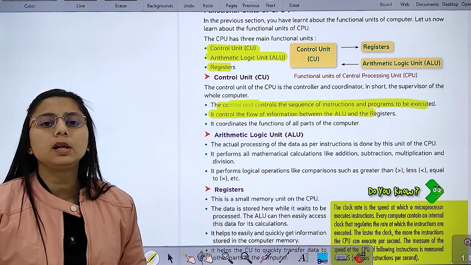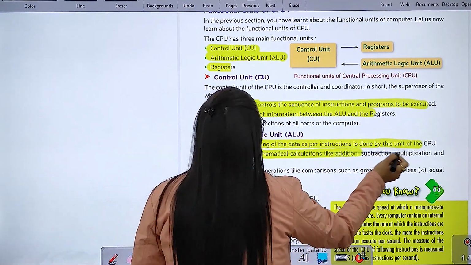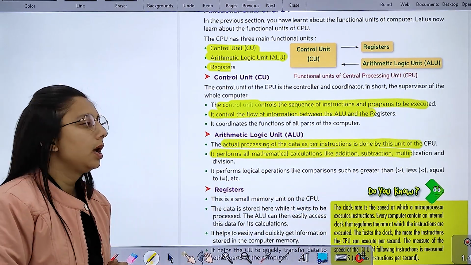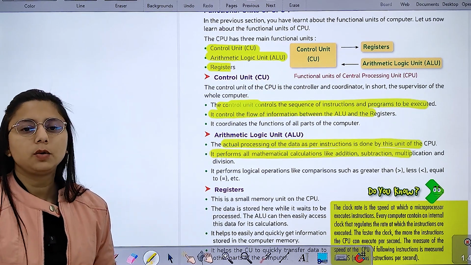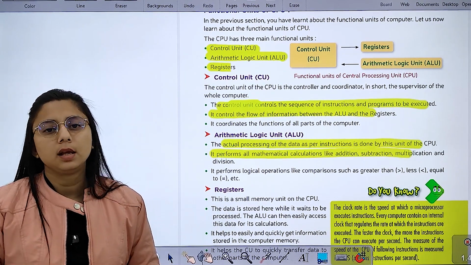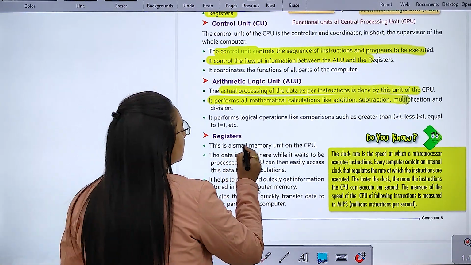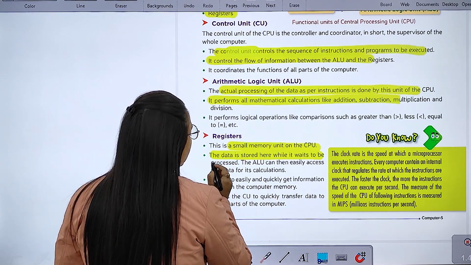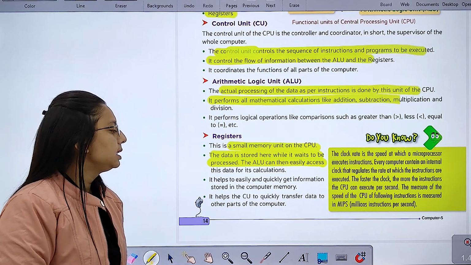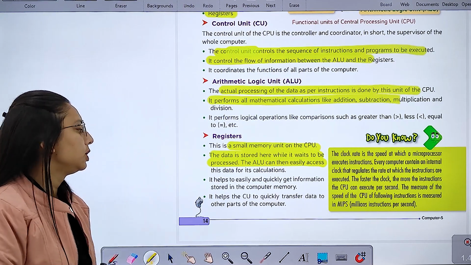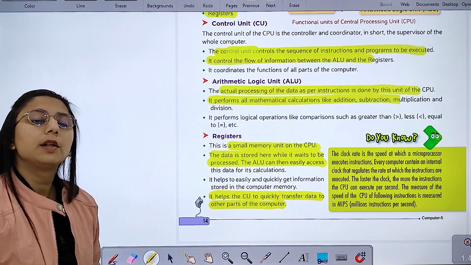Now arithmetic logic unit, that is ALU. Actual processing of data as per instruction is done here. It performs all mathematical calculations like addition, subtraction, multiplication and division, right? It performs logical operations like comparison of greater than, less than, equal to. Then we have registers. It is a small memory unit of the CPU. The data is stored here while it waits to be processed and it can be easily accessed. It helps to easily and quickly get information stored in computer memory. It helps the CPU to quickly transfer data to other parts of the computer.